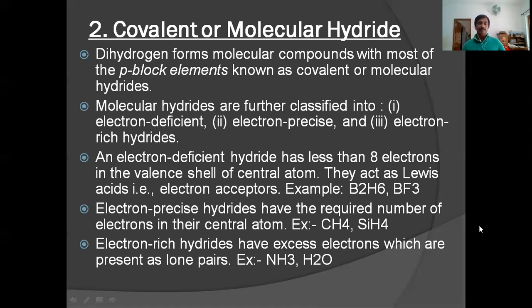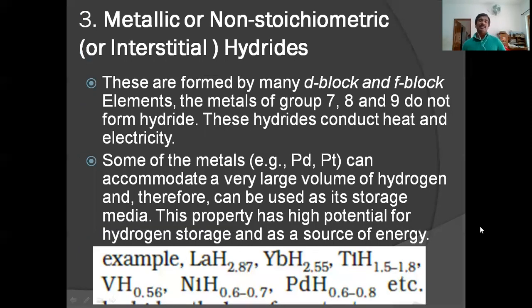SiH4. Electron-rich hydrides, that is the third one, have excess electrons which are present as lone pairs. Examples: NH3, H2O. In NH3, one lone pair is present. In H2O, two lone pairs are present. They are electron-rich hydrides.